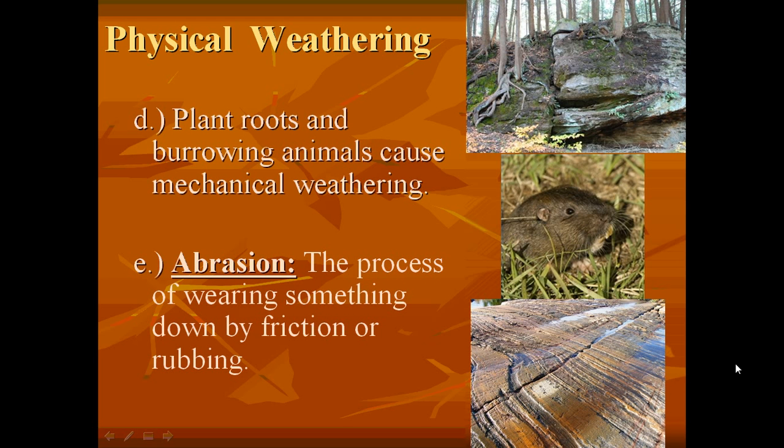Another type of physical weathering is plant roots or burrowing animals, which could cause mechanical weathering, like the first two pictures, or abrasion, which is the process of wearing something down by friction or rubbing. And you can see the lines or striations in the rock at the bottom of the page that's been weathered by abrasion.